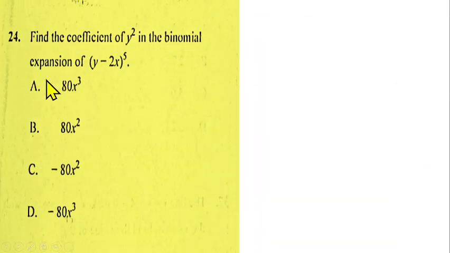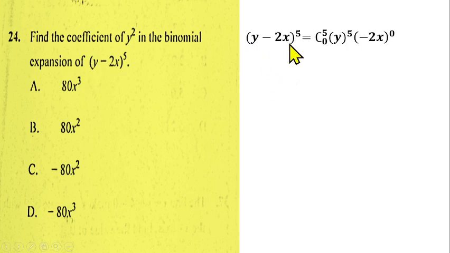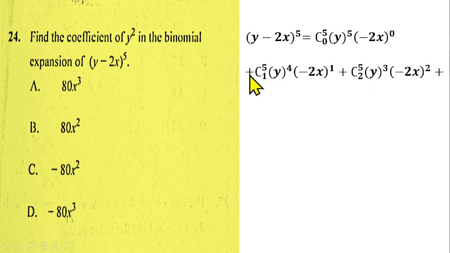Question number 24 is also on a binomial expansion. We have to find the coefficient of y squared in the binomial expansion of (y minus 2x) raised to power 5. So all you need to do is to expand this first. If you expand, we have this is the first term. We have done something like this in this video, and this is the second term, and this is the third term, and this is the fourth term.